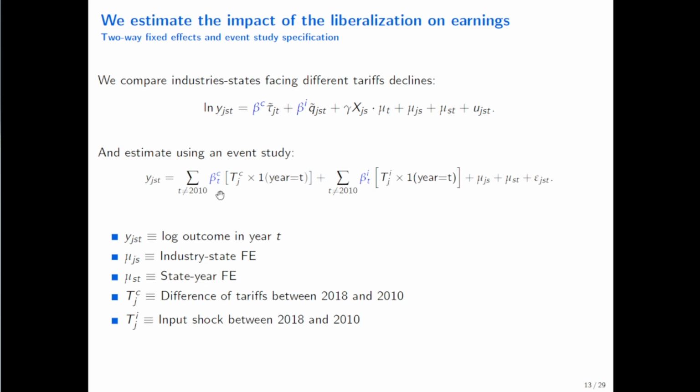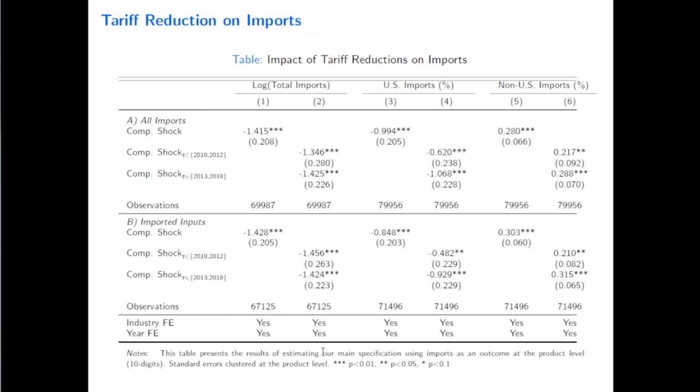We also estimate the event study specification to check for parallel trends, and the treatment here is the difference in tariffs between 2018 and 2010, and for the input shock it is the same difference, but with the weights that I just showed you in the shift share instrument. Okay, so this is the effect that tariff reductions have on total imports. So you can think about this as a first stage. So it's the impact of the trade liberalization on imports. And what we can observe is that a 1% decrease in tariff is going to increase imports by 1.4%. So this goes in line with the literature. We separate the effect between the US and non-US imports, and what we find is that the US is gaining participation in Colombian imports over other countries.